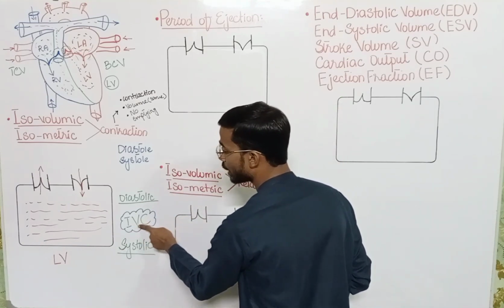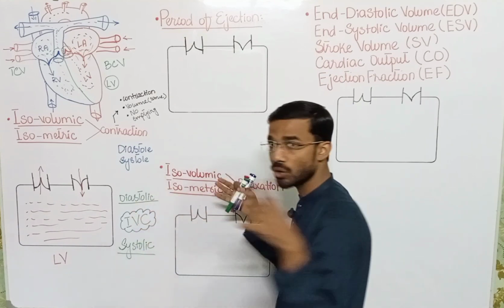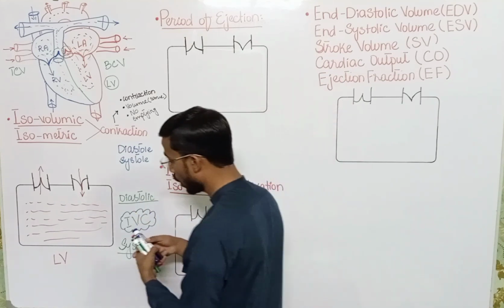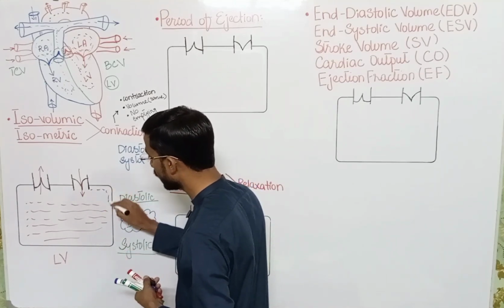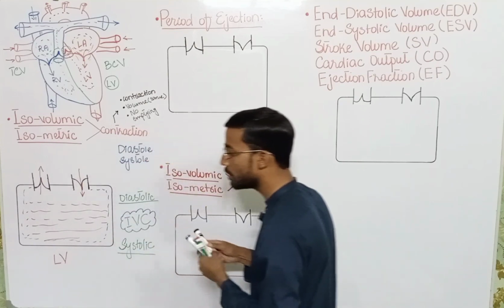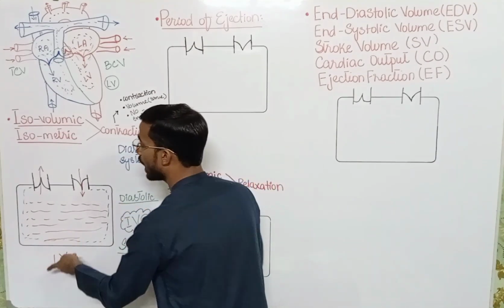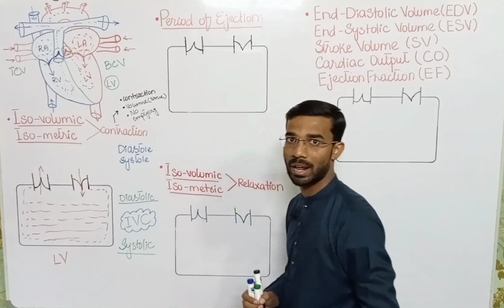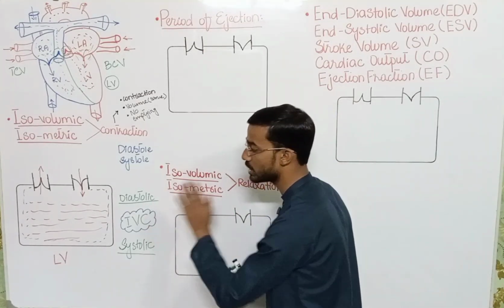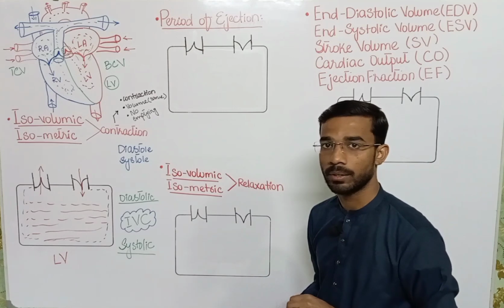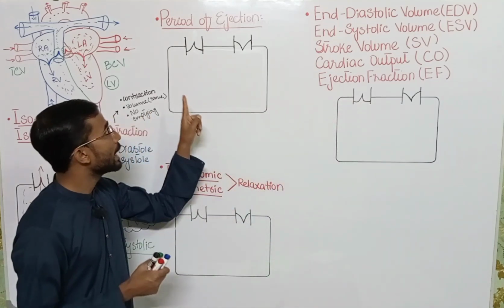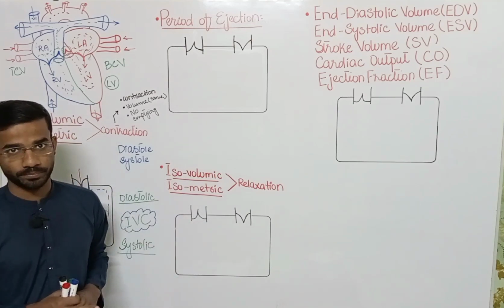And after the isovolumic contraction you will see the systole, which is the full contraction, and when systole happens, the volume decreases and compresses the blood, and blood in systole exits through the semilunar valve. So between diastole and systole you will see the isovolumic contraction. Next we will discuss the period of ejection.